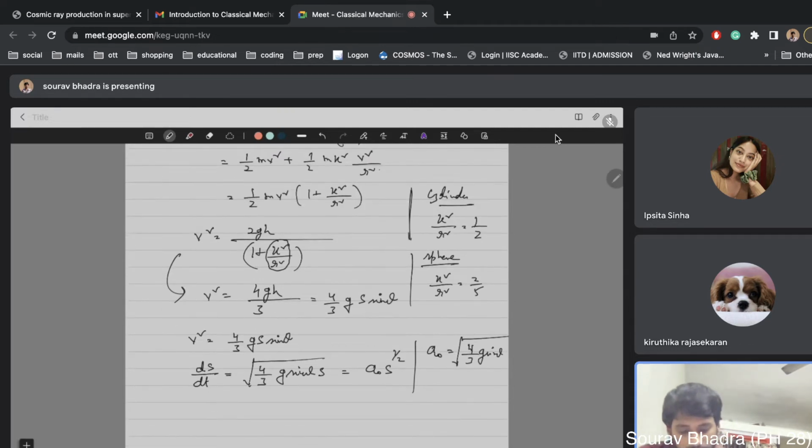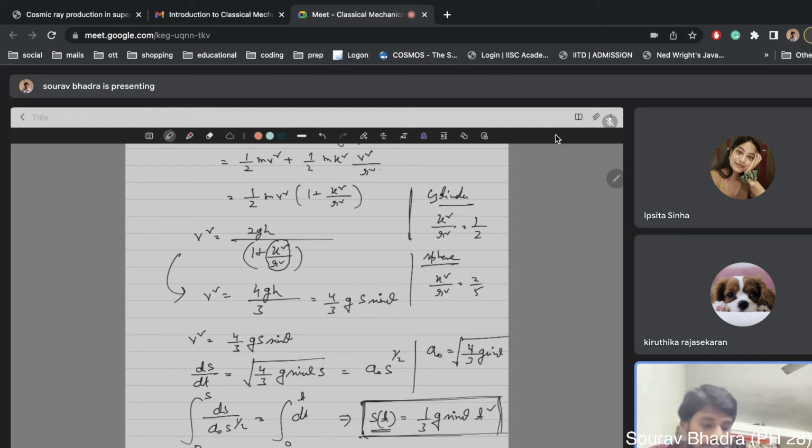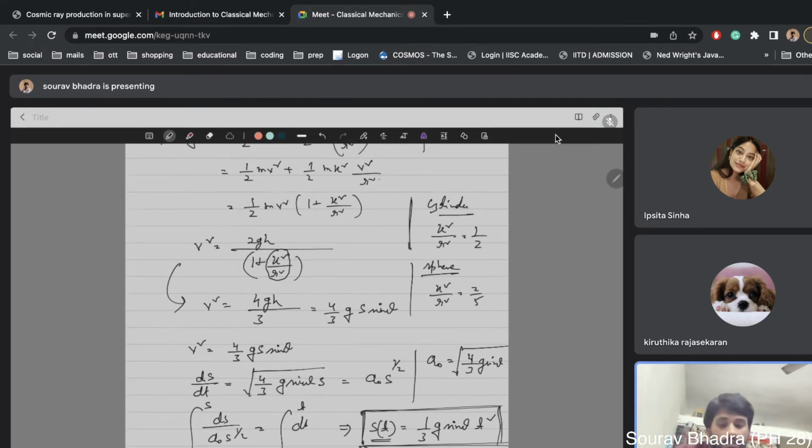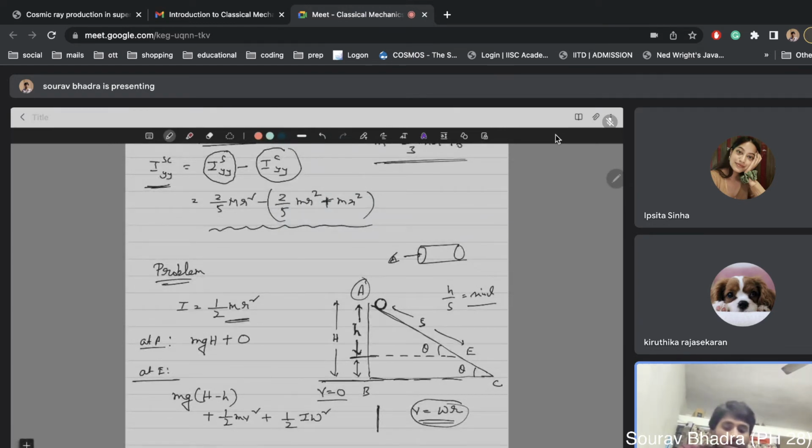Then ds by a0 s to the power half equals dt. Just do the integration from 0 to t and 0 to s, and you will get your result. At time t, the distance s, which I have written as s of t, will come out as 1/3 g sin theta times t square. So this is the distance which the body has covered in a time t along that slanting plane, which is the AC plane.